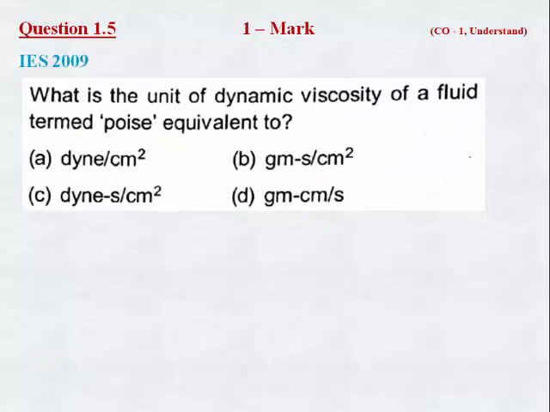Question 1.5. It also contains 1 mark. It was asked in IES 2009. What is the unit of dynamic viscosity of a fluid termed poise equivalent to? It was a direct question. Here we can identify dyne second per centimeter square. This is the CGS unit. So the option is C.